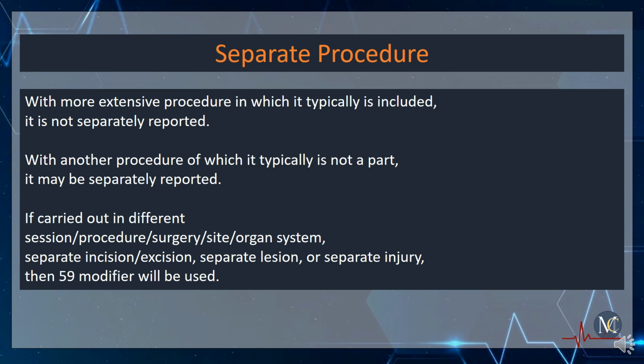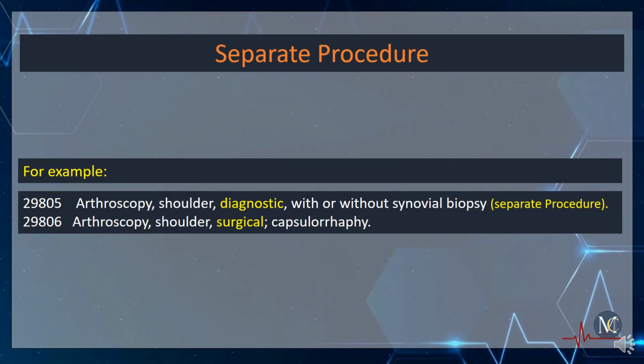To understand this, let's take an example of shoulder arthroscopy. Code 29805 is a separate procedure code and is considered a diagnostic code. Code 29806 is a surgical code. If we diagnose the shoulder problem and then perform the surgery in the same session, we will not use the code 29805 along with 29806 because it is done during the same session.